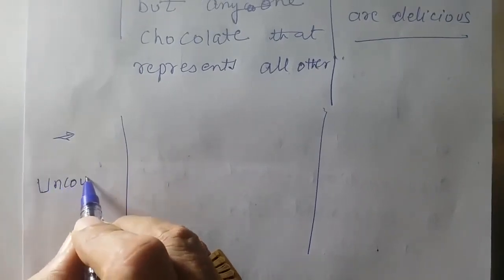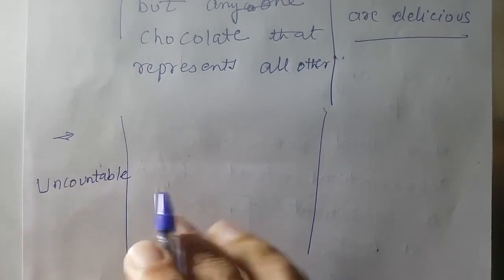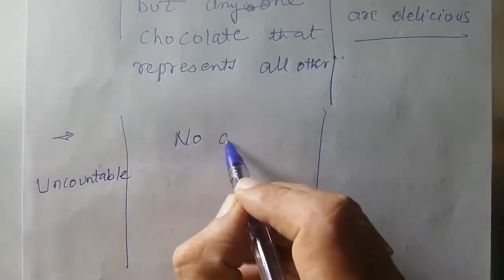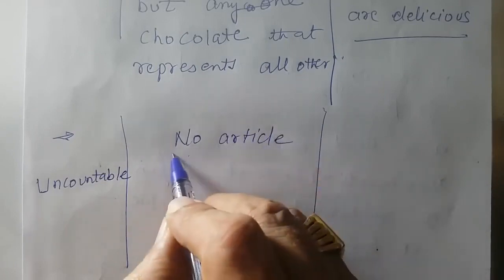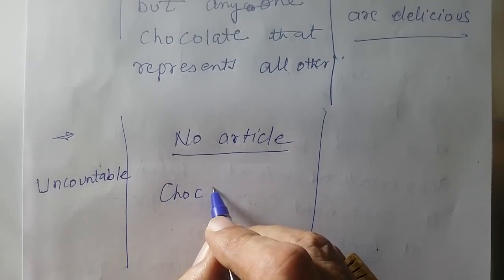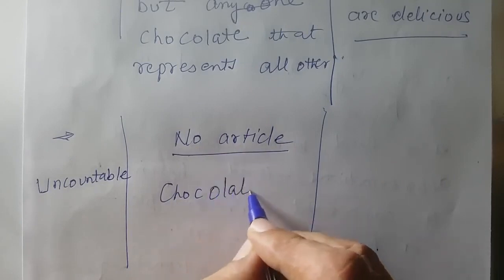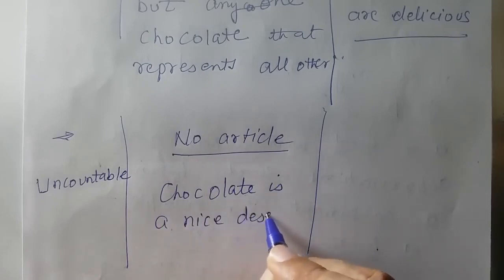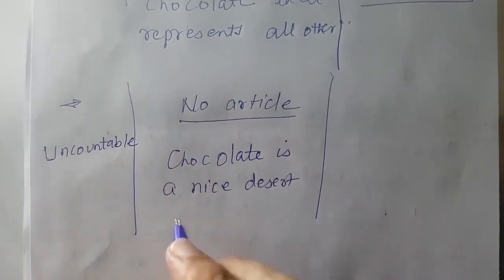So let's go with uncountable. Here there is no need of article. Chocolate is a nice dessert.